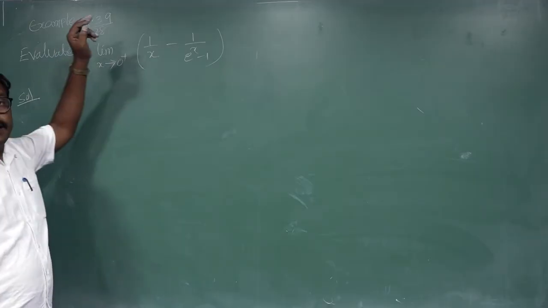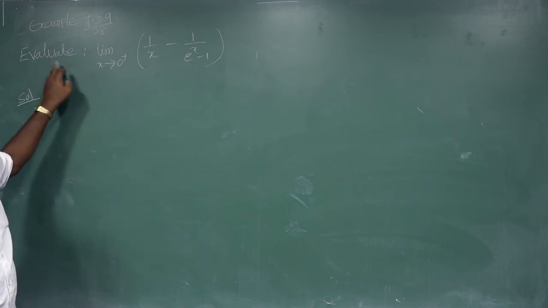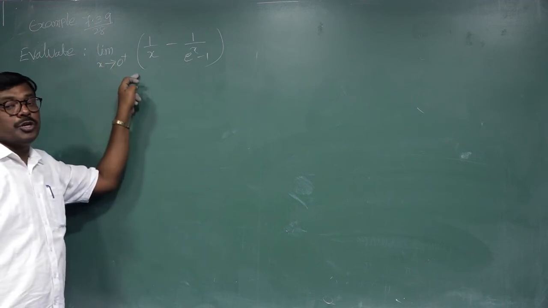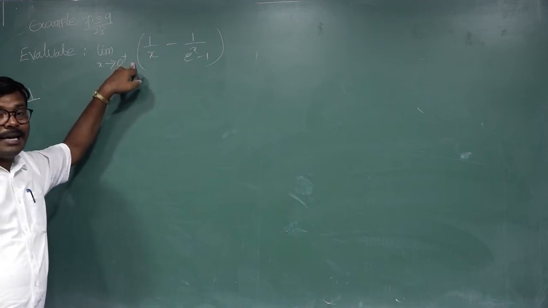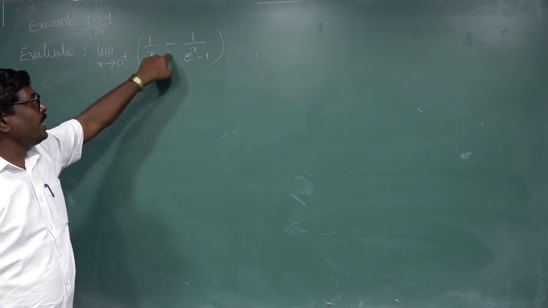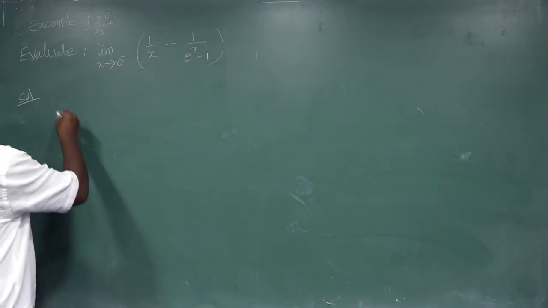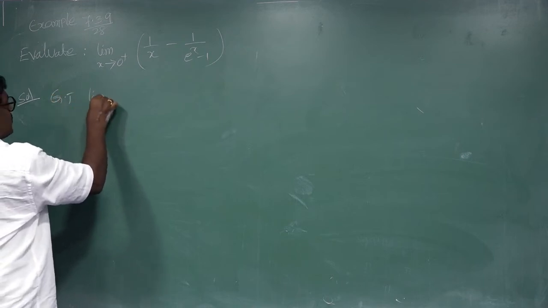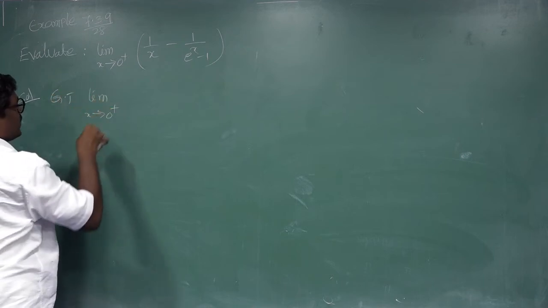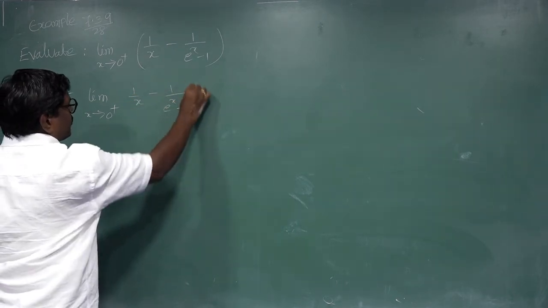Dear students, example 7.39, page number 28. Evaluate the limit x tends to 0 plus, where 0 plus is the right hand limit, of 1 by x minus 1 by e power of x minus 1. Solution: given the limit x tends to 0 plus of 1 by x minus 1 by e power of x minus 1.